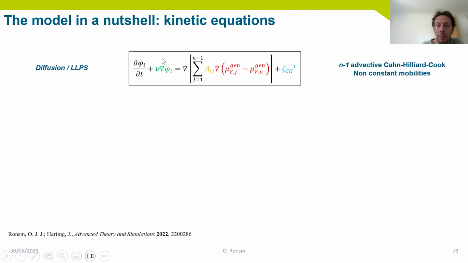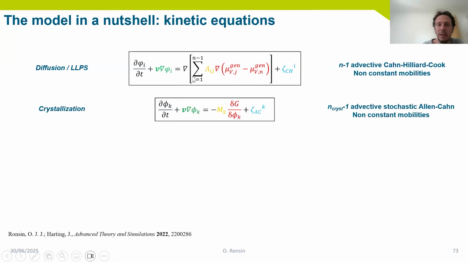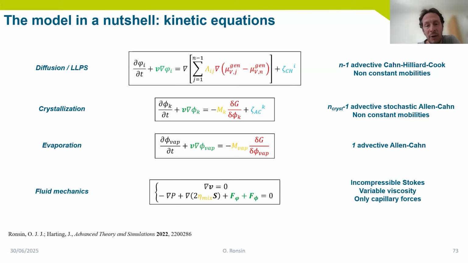So, the model in a nutshell, a quick summary: we have the Cahn-Hilliard-Cook equation, as you saw before, but now we have an advection term, so it became a diffusion-advection equation, with the advection term in green. You also introduce an advection term in the crystallization equation and in the evaporation equation. And how do you get the velocity fields you need for that? Actually, you need to solve the fluid mechanics equations.